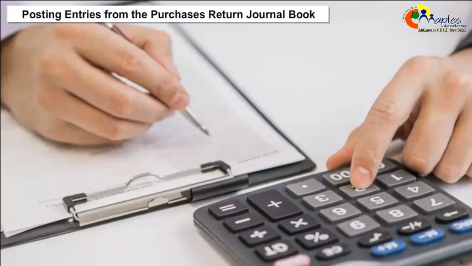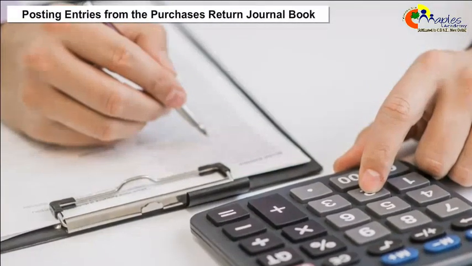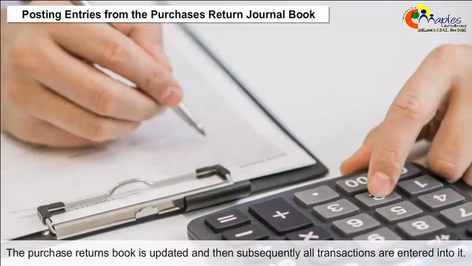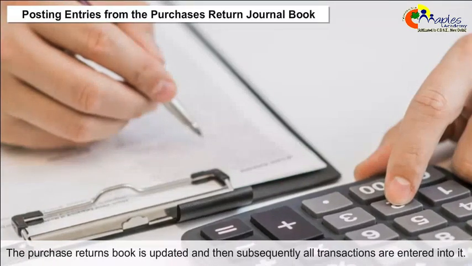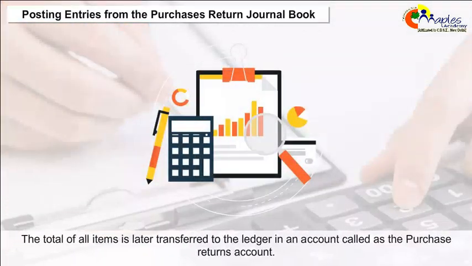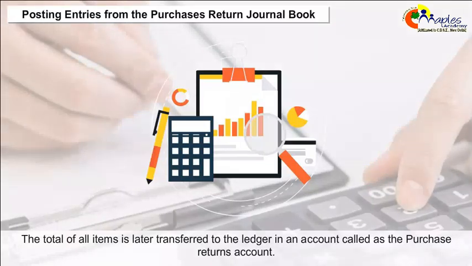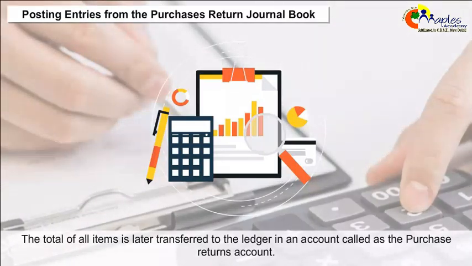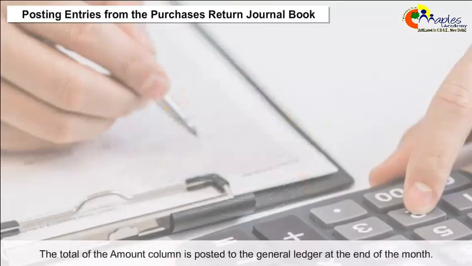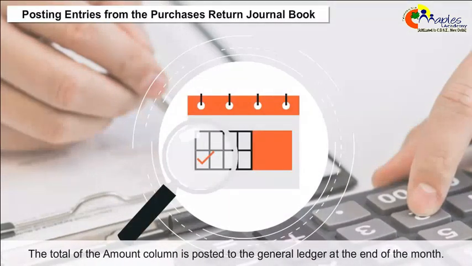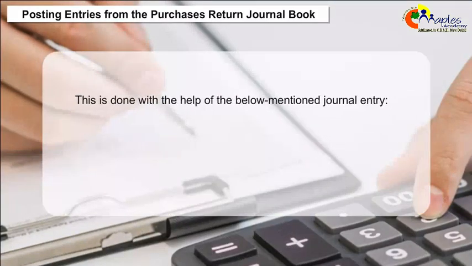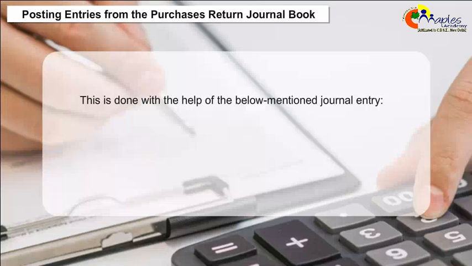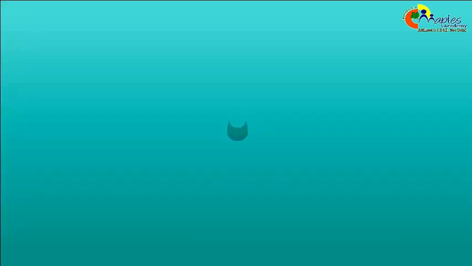Posting entries from the purchases return journal book. The purchase returns book is updated and then subsequently all transactions are entered into it. The total of all items is later transferred to the ledger in an account called the purchase returns account. The total of the amount column is posted to the general ledger at the end of the month. This is done with the help of the below-mentioned journal entry. Creditor account debit, to purchase returns account credit.